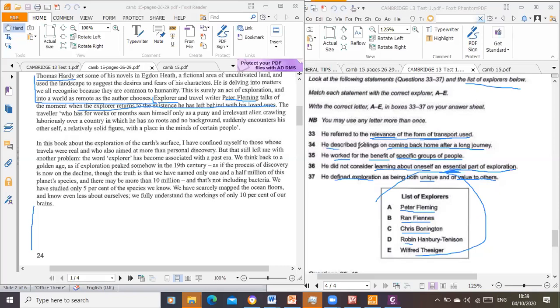He described feelings on coming back home after a long journey. You can see feelings. If you want to make sure that is right, read through again, you will see the moment when the explorer returns. You can see how they frame that coming back home. Okay, so I would say that just barely reading through the first statement in the passage, that is him. It described that, so that is A. So A is 34.